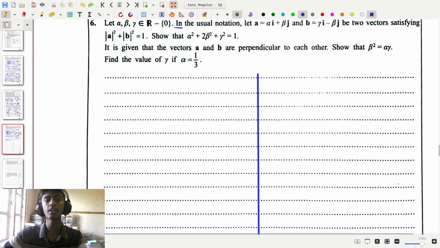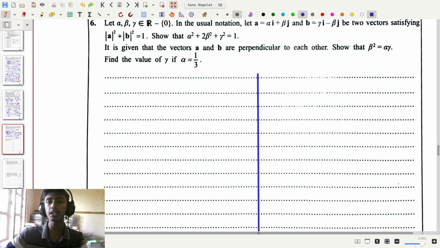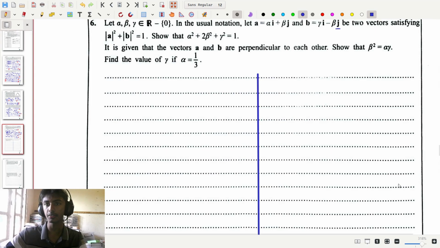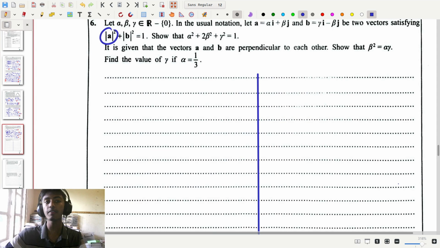Now given this, it says, in the usual notation, let A vector be alpha times i vector plus beta times j vector, and B vector be gamma times i vector minus beta times j vector, be two vectors satisfying modulus of A vector squared plus modulus of B vector squared equals 1. Given this information, we are asked to show that alpha squared plus 2 beta squared plus gamma squared is equal to 1. Now after this, they say it is given that the vectors A vector and B vector are perpendicular to each other. Given this information, we are supposed to show that beta squared is equal to alpha gamma and then find the value of gamma if alpha is given as 1/3.